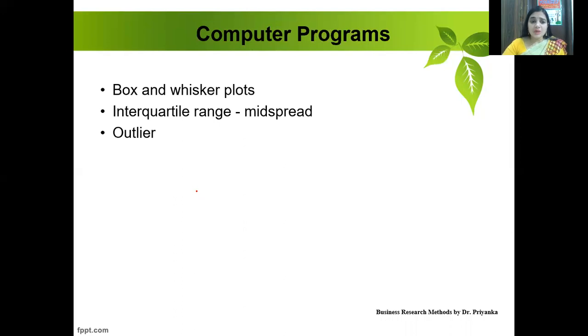Then there are some other programs, for example, box and whisker plots, interquartile range, that is used basically for mid spread, and outliers. Outliers are actually checked after the graphs and everything is done. Once you have gone with descriptive analysis, then your graphs, charts, all the graphic aids, then you come to this particular stage where you will be checking your data for normality, whether your data is normal or not, whether your data is actually right for the further analysis or not. So that is why we are using these here: box and whisker plots, interquartile range, and outliers.